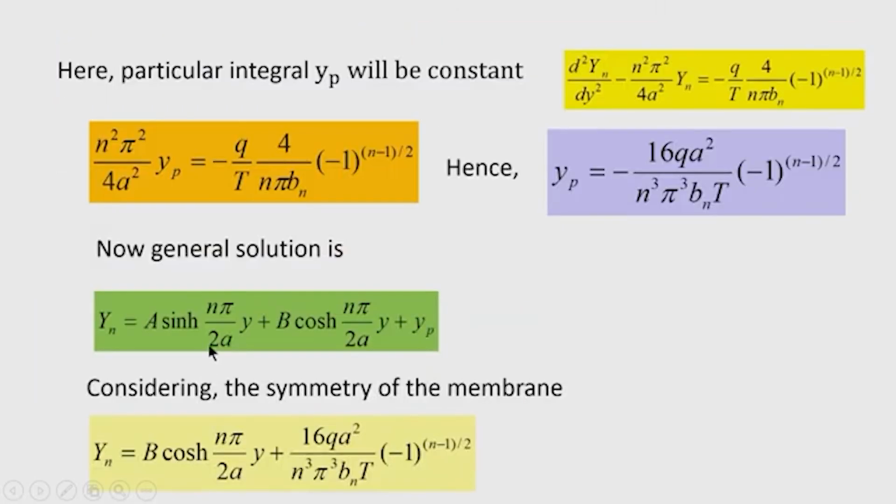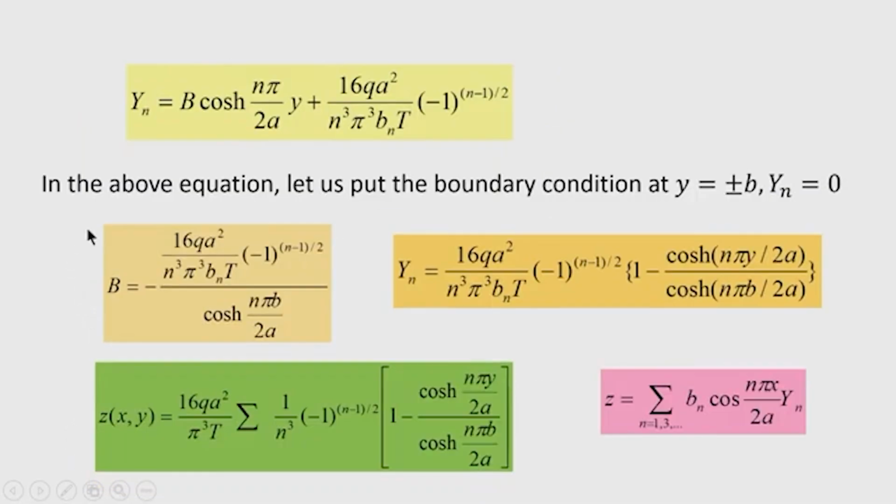Okay. So, the deflection equation is now written as y n equal to b cos hyperbolic n pi by 2 a into y plus 16 q a square divided by n cube pi cube b n into t into minus 1 to the power n minus 1 by 2. So, that is the deflection in the direction of y, that is the function y n. And now, we have to evaluate the constant b, because constant b is till now not evaluated, and it is evaluated by applying the boundary condition.